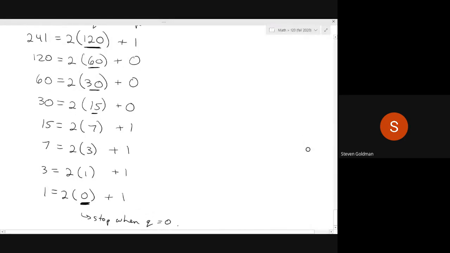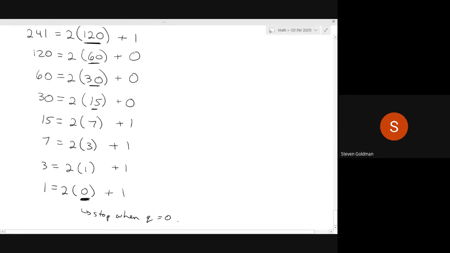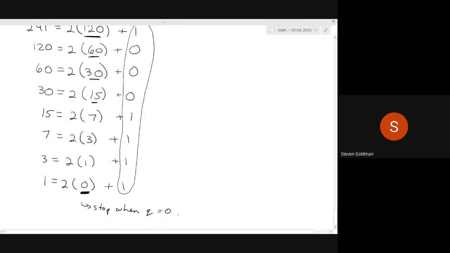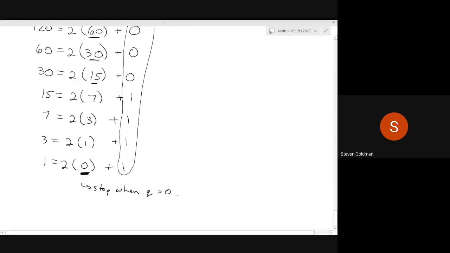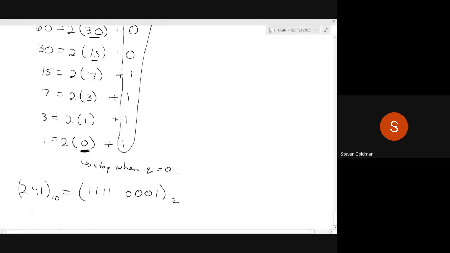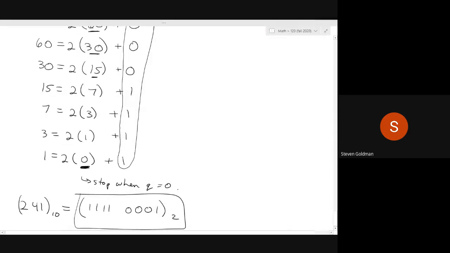All right, so what is the binary expansion of 241? My answer is the remainders in reverse order, meaning written from bottom to top. So it's going to be 1, 1, 1, 1, 0, 0, 0, 1. So 241 as a binary number is the remainders written from bottom to top: 1, 1, 1, 1, 0, 0, 0, 1. So this here is the answer. Okay, questions on that one?